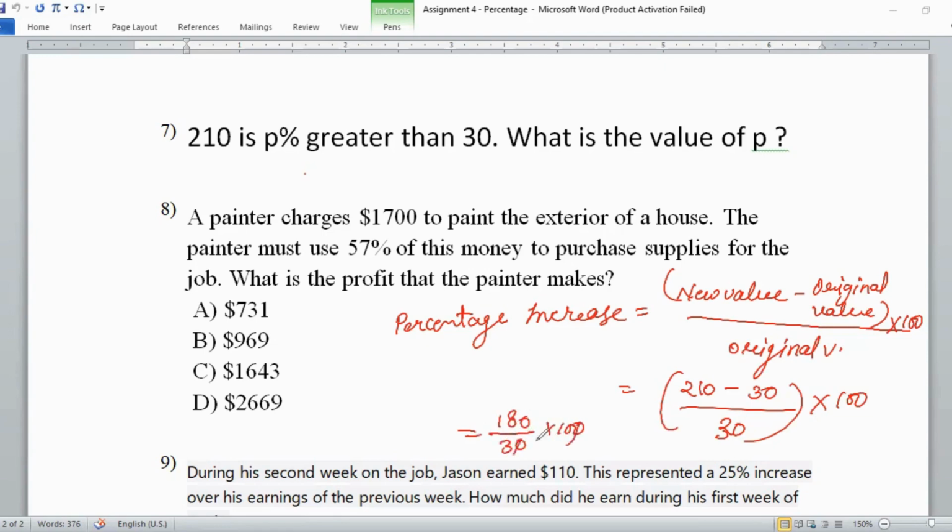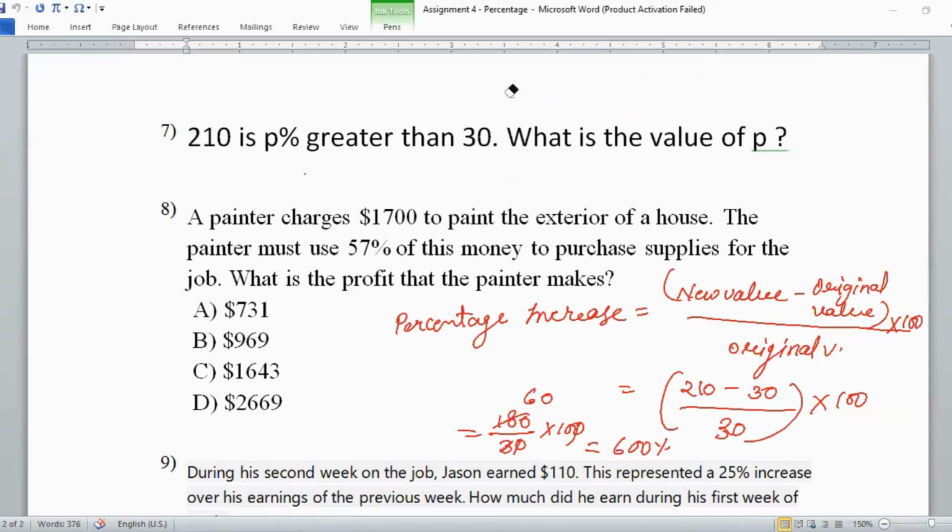On solving it further, what I'm getting is 60. So I am getting 60 and multiply by 10, which is 600%. So it is 600% change in this question number 7. Of course, it is 30 and you are moving to 210% of it, right? So that is a change of 600%. So I hope it is clear to you.